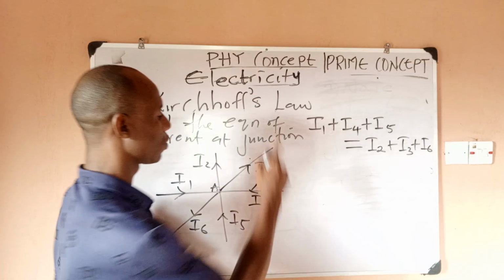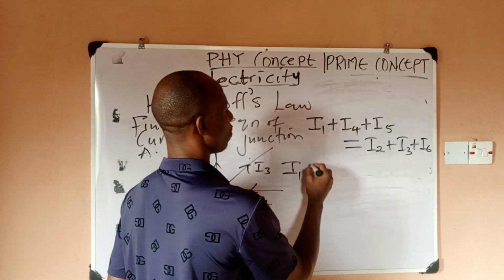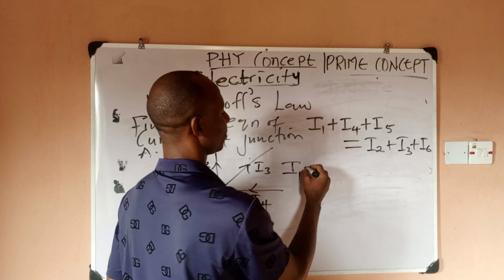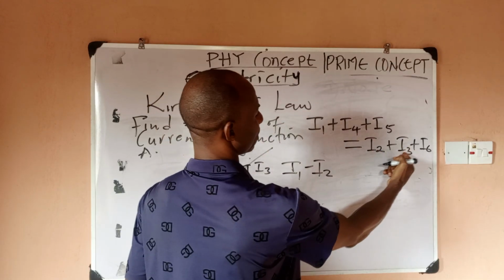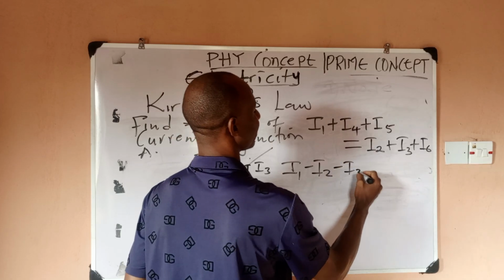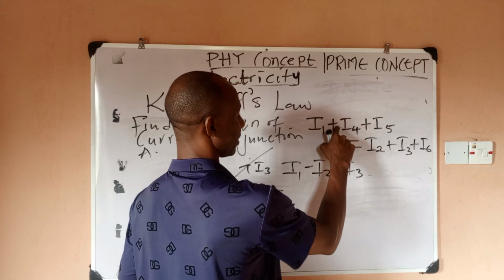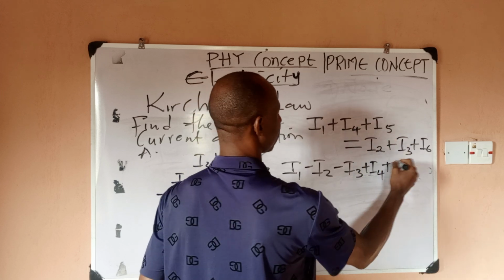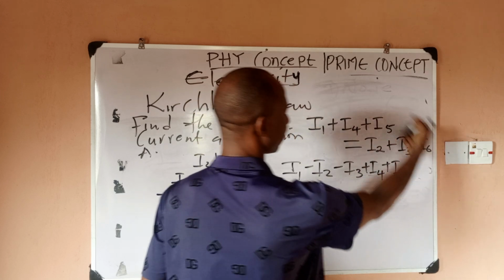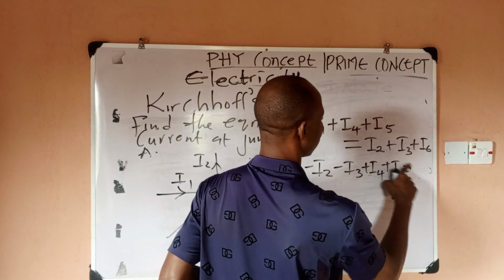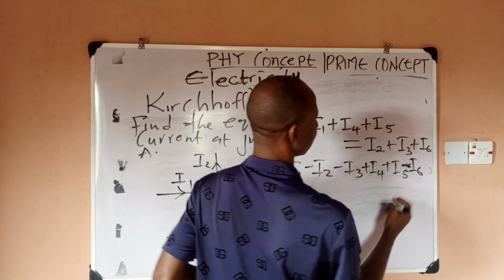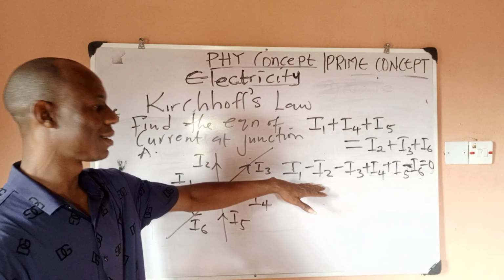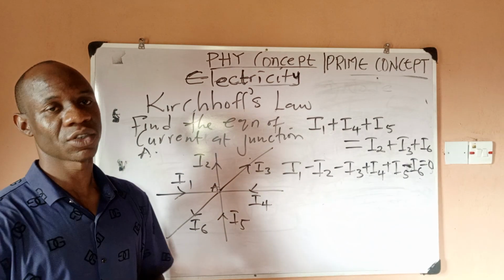If I do that, I would have I1. I'll bring this to this side. Since it is crossing the equality sign, it becomes minus I2. This is also crossing, it becomes minus I3. I4 is already there, plus I4. I5 is already there, still plus I5, and then I6 will come, so I have minus I6, then equal to 0. So this is another way I can write this formula, and this is KCL applied at junction A.